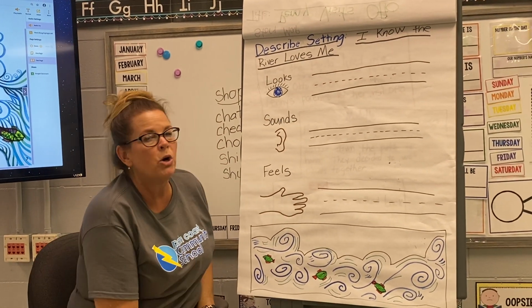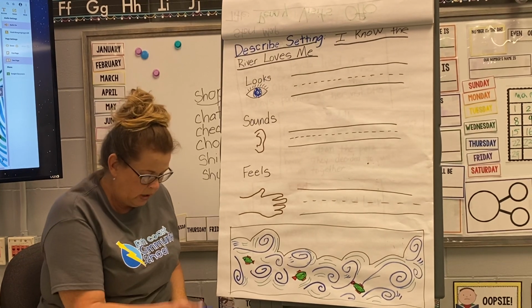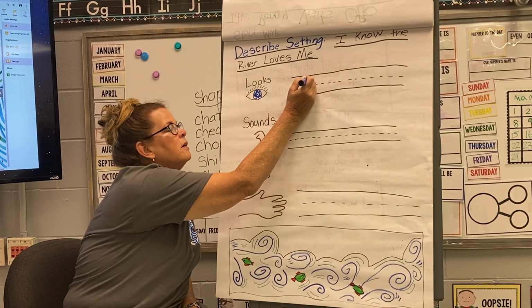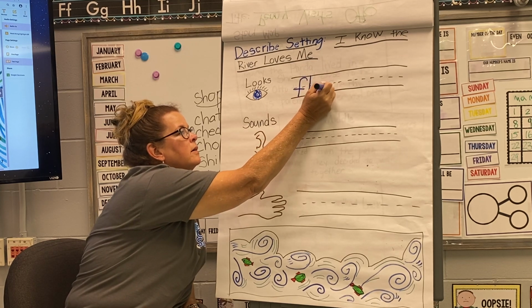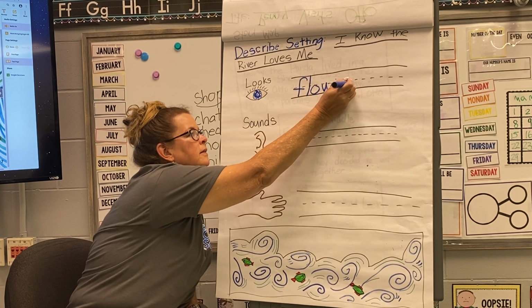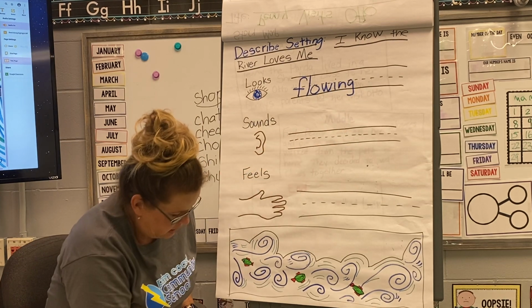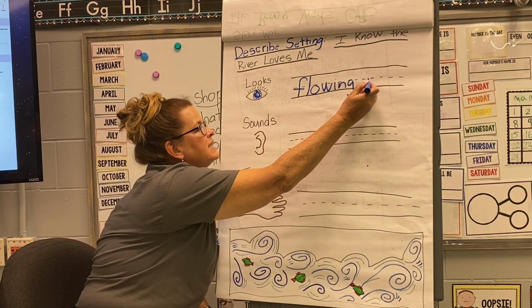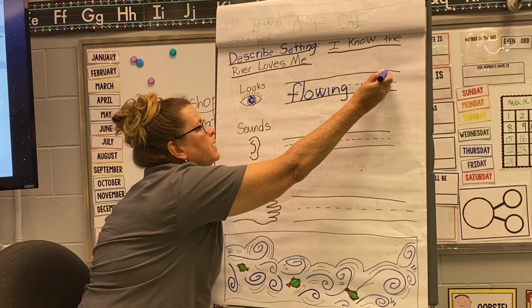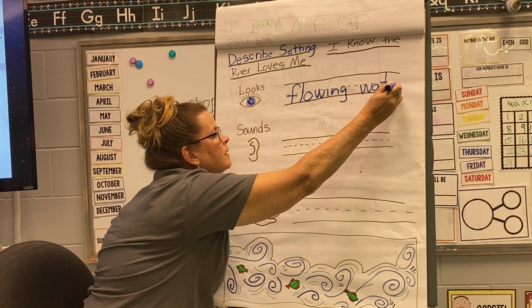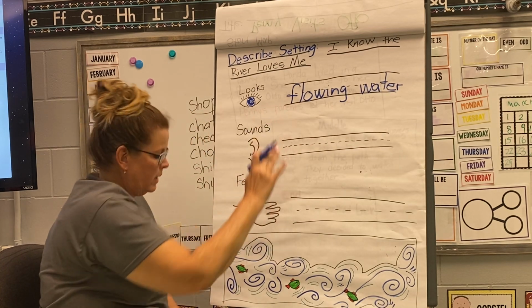Well, when we read the book and we look at the text, we know that it's flowing. It's hard for me to reach. The river that they see is flowing water. Let me try to get this better. And that's how it looks.